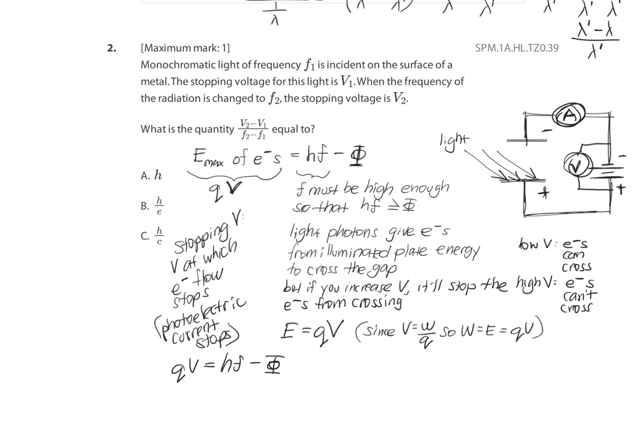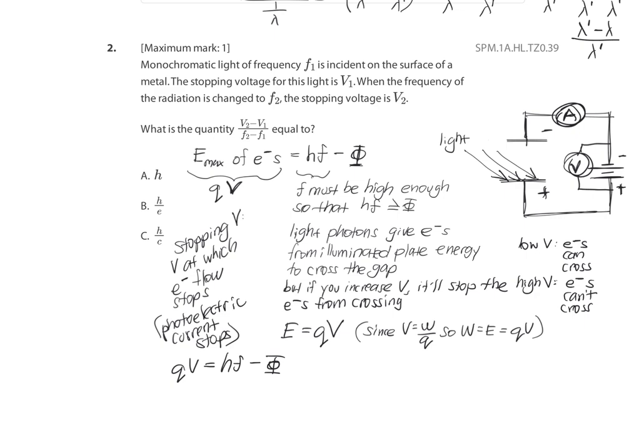Okay, so going back to the question, it says one frequency has one stopping voltage, and another frequency has another stopping voltage, which makes sense because a higher frequency is going to be higher energy. So if it's a higher energy, it's going to need a higher stopping voltage to stop those electrons.